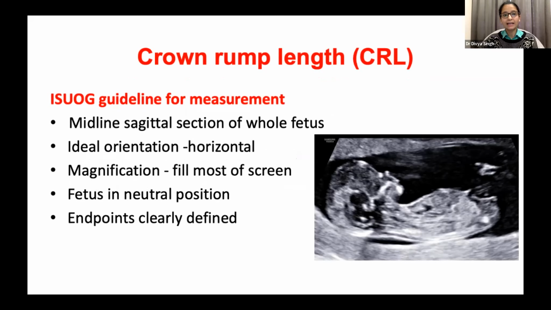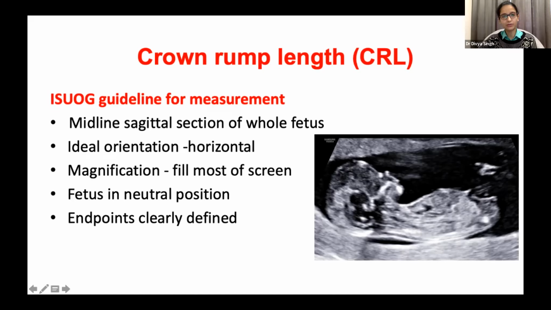The ISUOG guidelines for measuring the crown rump length recommend that we obtain a mid-sagittal section of the whole fetus for measuring the CRL, with the fetus in a horizontal orientation, as you see here. The magnification should be such that the fetus fills most of the screen. It should be in a neutral position, which is determined by looking for this black amniotic fluid between the fetal chin and the upper chest.